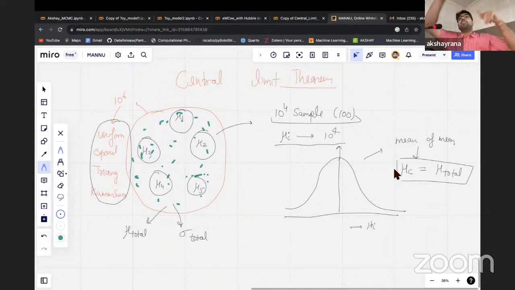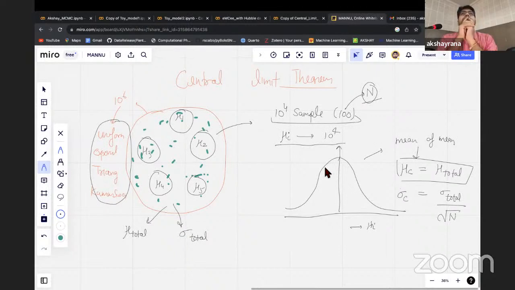Mu C, the mean of the means, is going to be the mean of the global sample, and sigma of C, because this is a Gaussian distribution, it will have a variance. Correspondingly, you can find that this is going to be sigma total divided by square root of n. So n is the sample size over here. Okay. So now this is a claim. Right now I'm not proving it, but we can write a program and try to do this exercise, and see whether we can convince ourselves that it works or not.